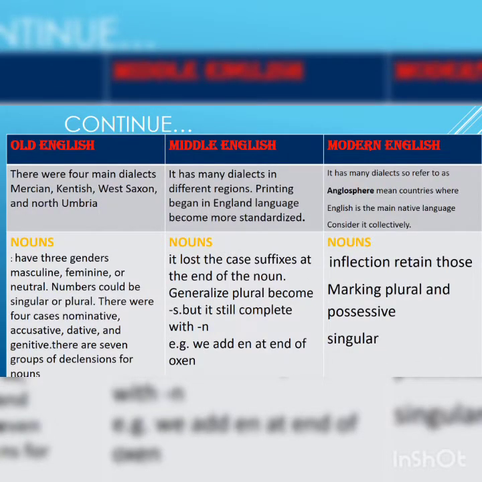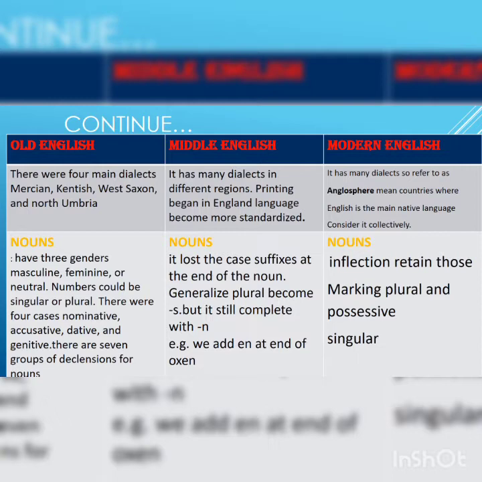There were four main dialects of Old English, and they were Mercian, Kentish, West Saxon, and Northumbrian. And Middle English has many dialects in different regions. The printing press began in England and language became more standardized. Modern English has many dialects, so it is referred to as Anglosphere, which means the countries where English is the main native language, and it is considered collectively as Anglosphere.